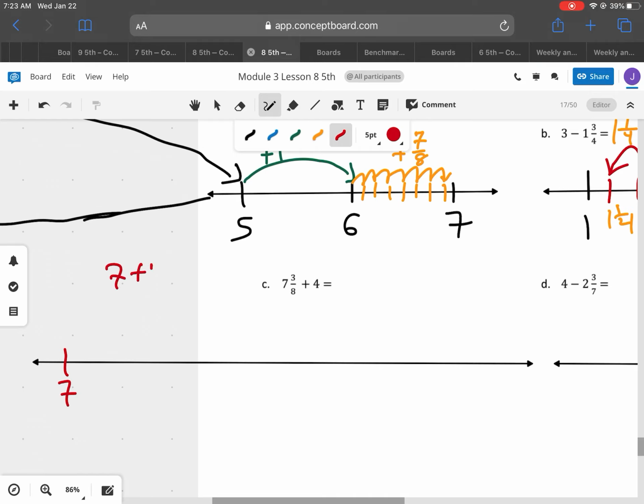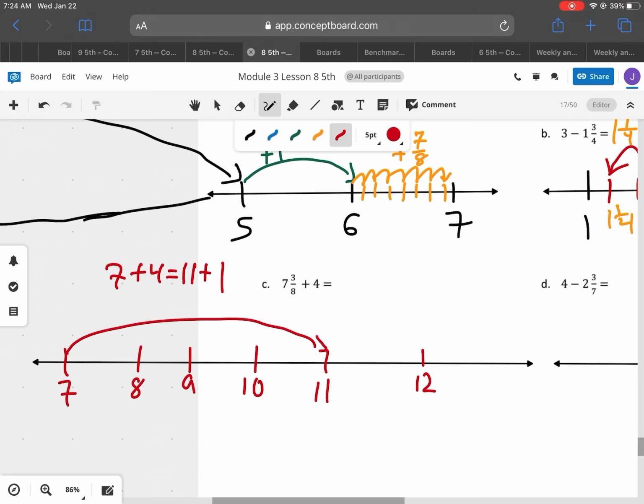So 7 plus 4 equals 11. And then I have to add at least one more. Okay, so that's 7, 8, 9, 10, 11, and I have to add at least one more, 12. Okay, so again, I have to go and add 4.